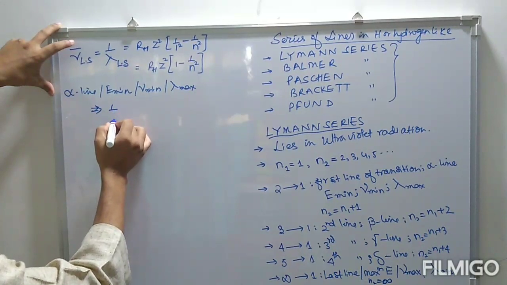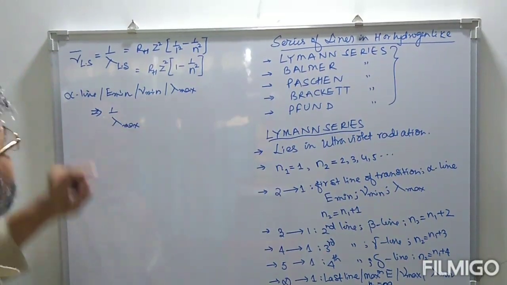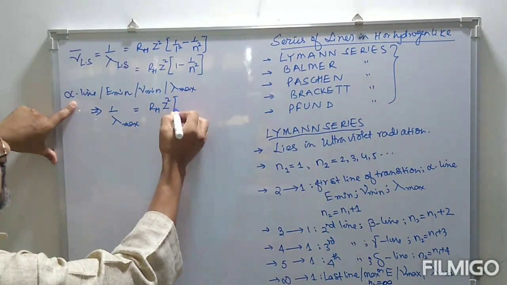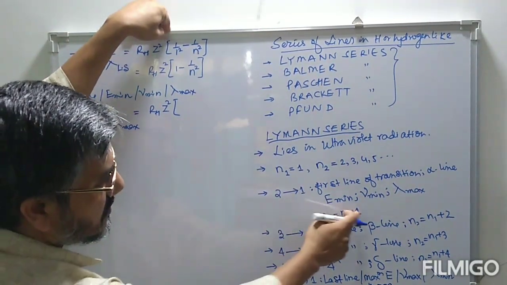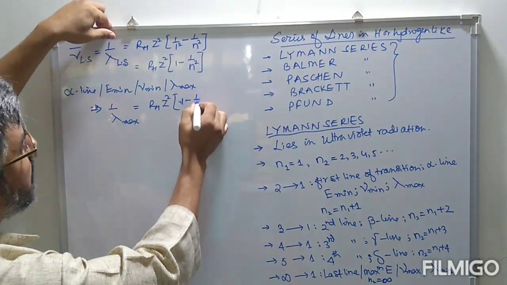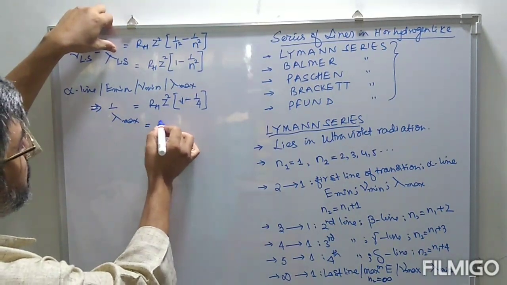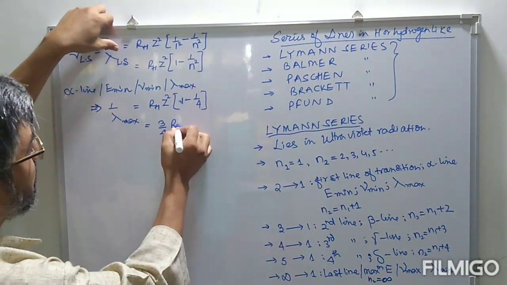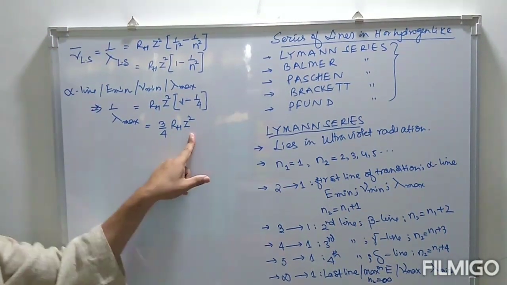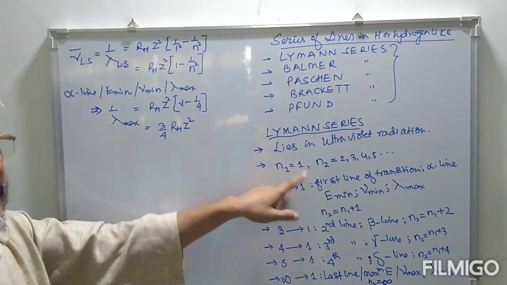So 1 by wavelength, that is maximum, because wavelength should be maximum for this alpha line, is equal to RH Z square (1 minus 1 by 2 square), where N2 is 2 and N1 is 1. 1 by 2 square is 1 by 4, so this comes out to be 3 by 4 RH Z square. For hydrogen, Z is 1, so we can find out the maximum value of wavelength of transition for this Lyman series.